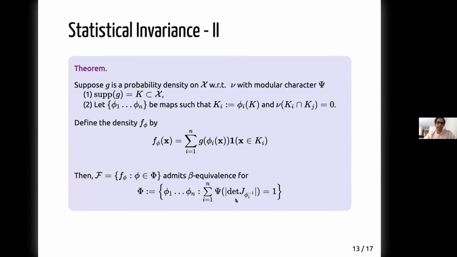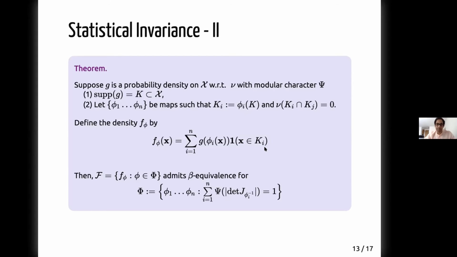And this first result is fairly intuitive. If we're given a density on a space X, which is a density with respect to a measure nu that has modular character C, the first property is that the support of this density is contained entirely within the space X. And we're given a collection of diffeomorphisms that act on X in such a way that the image of the support of this density under each of these diffeomorphisms is an almost everywhere disjoint set. Then we can construct this family of distributions that admits Betti equivalence and is indexed by the collection of diffeomorphisms that satisfy the following Jacobian constraint.